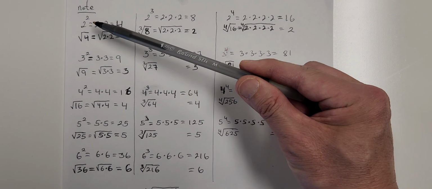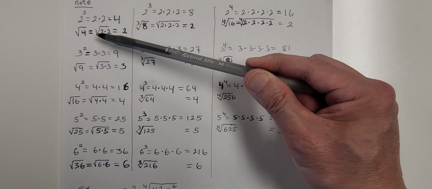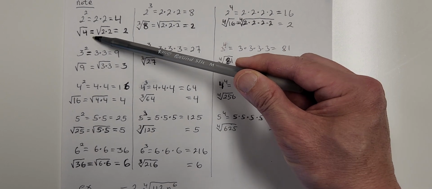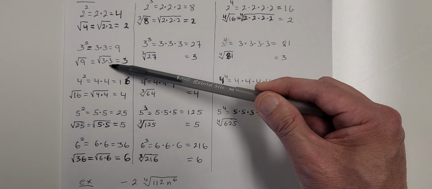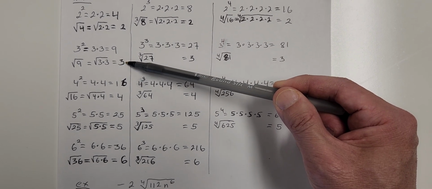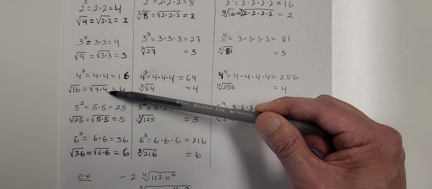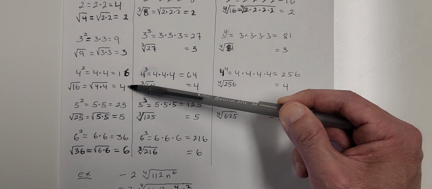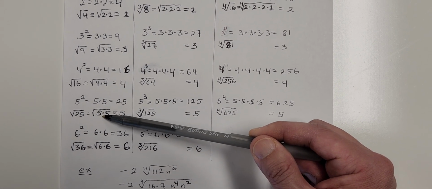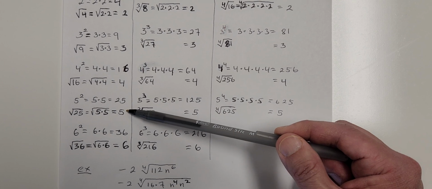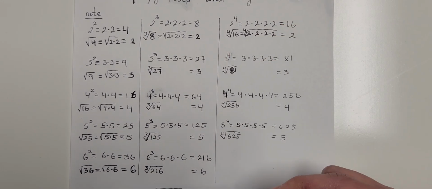Square root means a group of 2, as you can see. So square root of 4, there's a group of 2s, so square root of 4 is 2. Square root of 9, a group of 3s, so square root of 9 is 3. Square root of 16, a group of two 4s, so 4. Square root of 25 is a group of two 5s, so it is 5. So that is the square root.